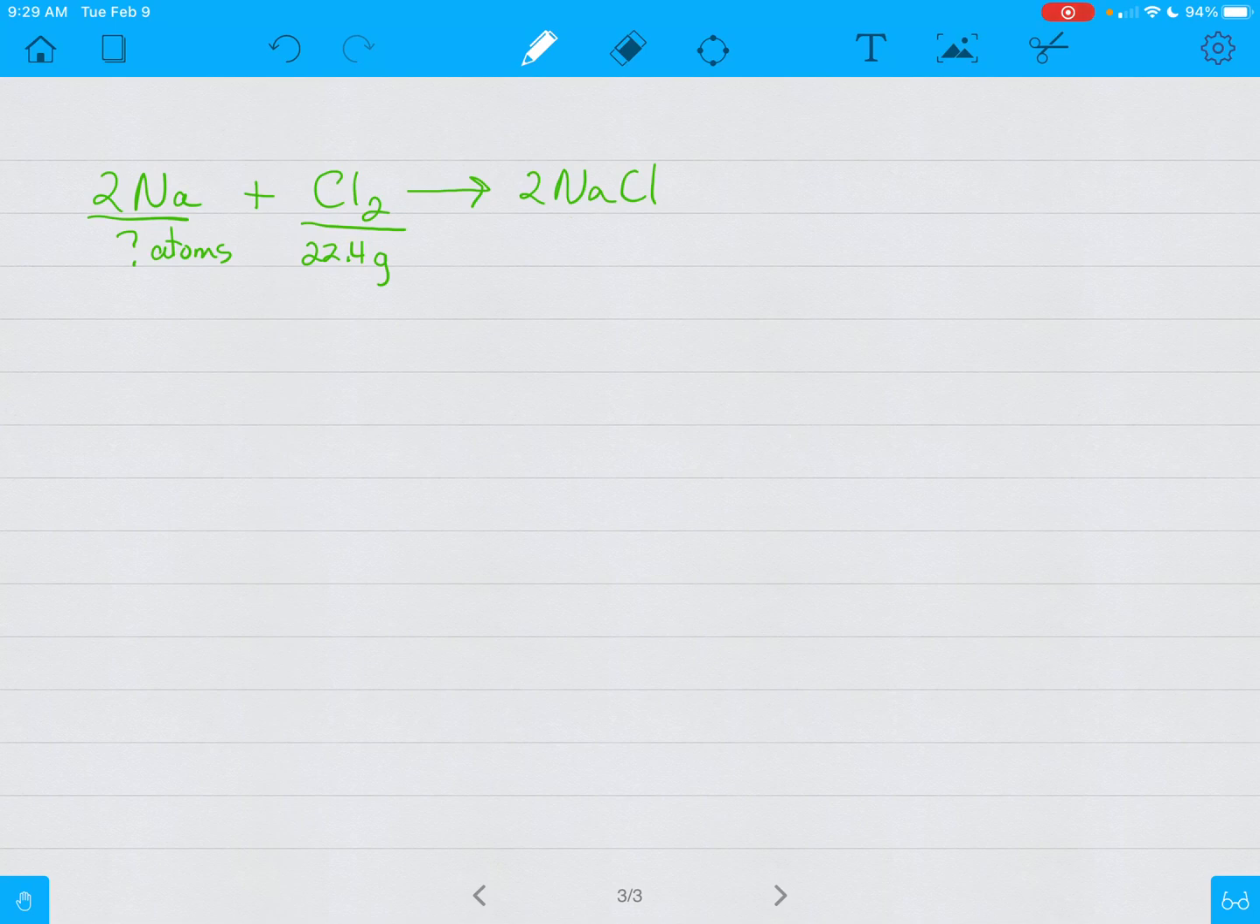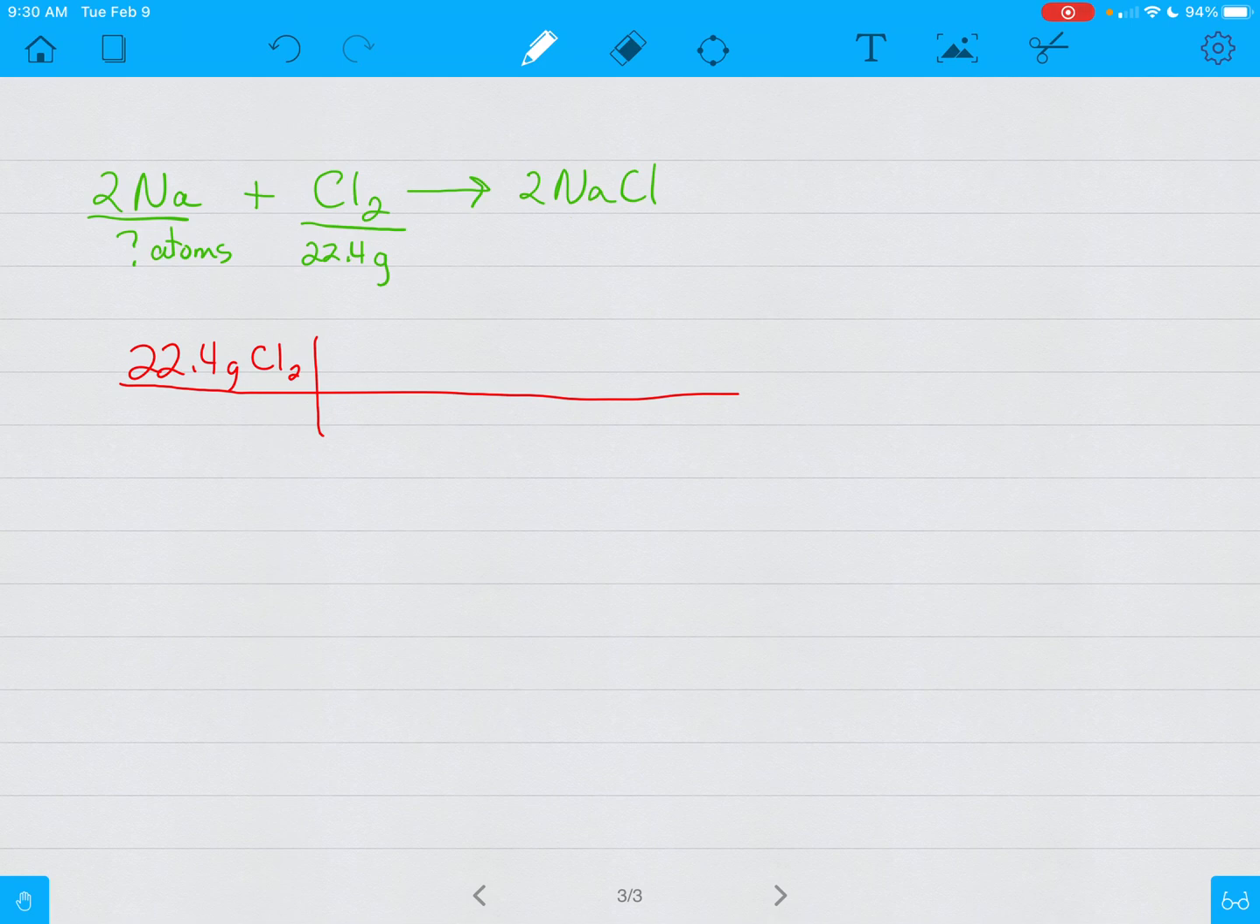So let's do this one in red. Here we go. So we're going to start with what we have. 22.4 grams of Cl2 gas. And I want to convert that into how many atoms of sodium I'm going to need to react with that.